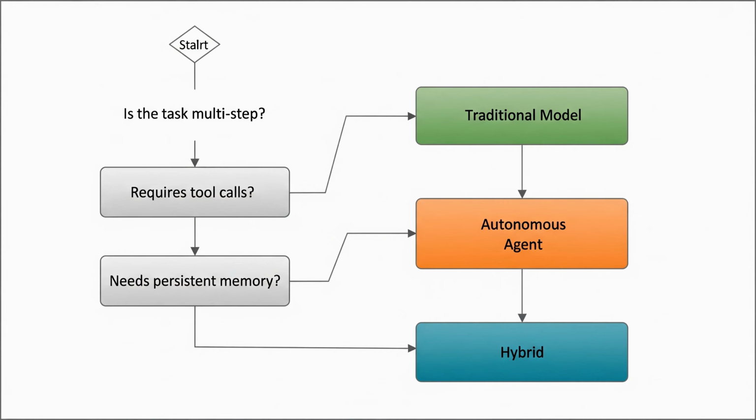Here's a quick decision framework. If your problem is single-step, well-defined, and performance can be measured with clear labels, go traditional. If you need multi-step reasoning, tool use, or persistent goals across time, consider agents. Also weigh constraints, timeline, budget, explainability requirements, and safety. For many products, a hybrid approach works best. A strong traditional model for core tasks and an agent layer for orchestration or edge cases.